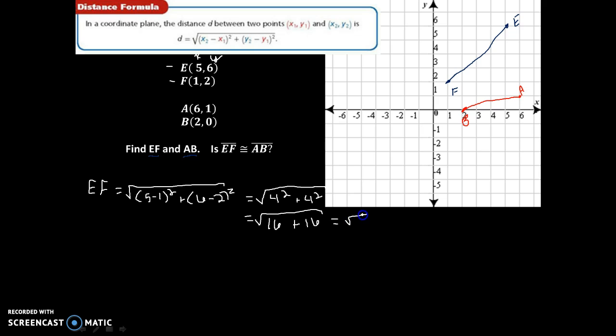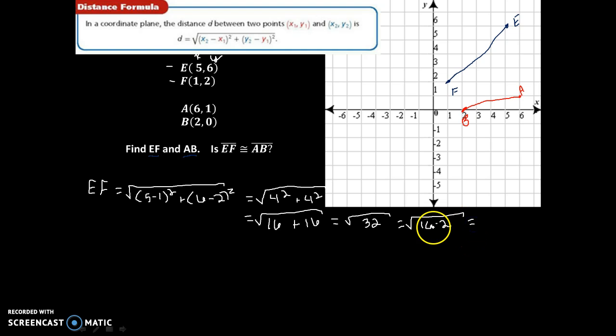Next step is to add our 16. So 16 plus 16 is 32. Now, you should follow your rules of simplifying a radical back from Algebra 1, where we want to think about factors of 32, where one of them is a perfect square. So perfect squares are things like 4, 9, 16, 25. And we already know that 16 is involved in 32. In fact, 32 is the same thing as 16 times 2.